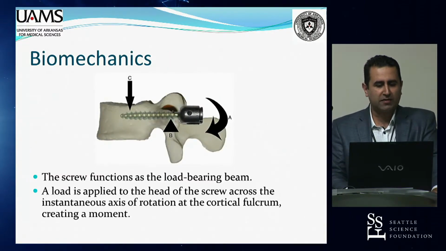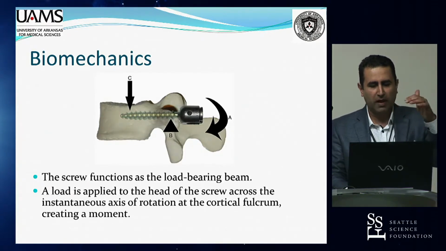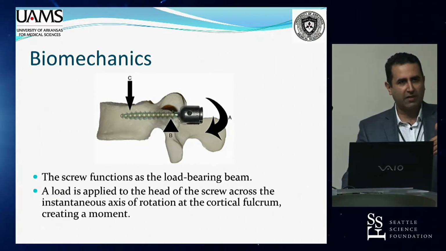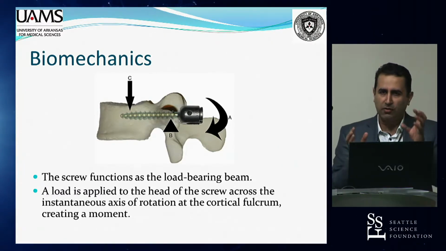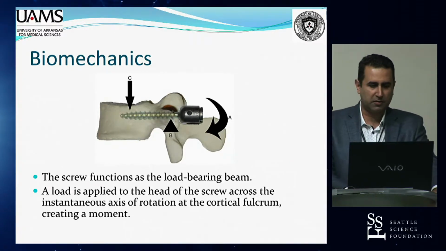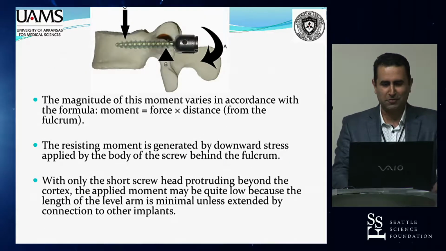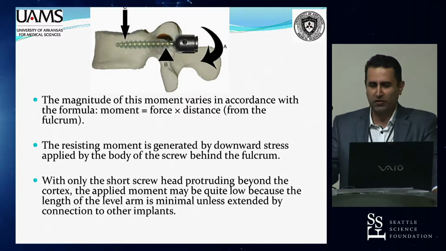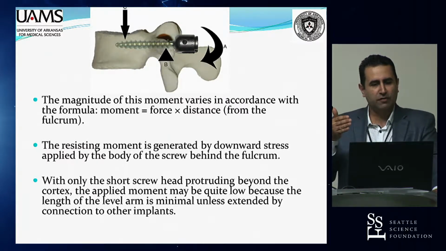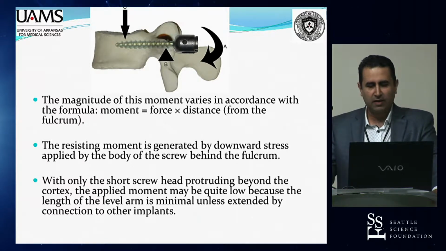So the screw acts as a load-bearing beam, essentially. Again, like I said, this load is applied to the head of the screw across this axis of rotation, and you have a fulcrum, and that motion around that fulcrum is known as a moment. So far, so good for the neurosurgeons, right? The magnitude of this moment varies in accordance to that force and the distance. I think so far we have this. This resisting moment is generated by this downward stress applied by the body of the screw behind that fulcrum.